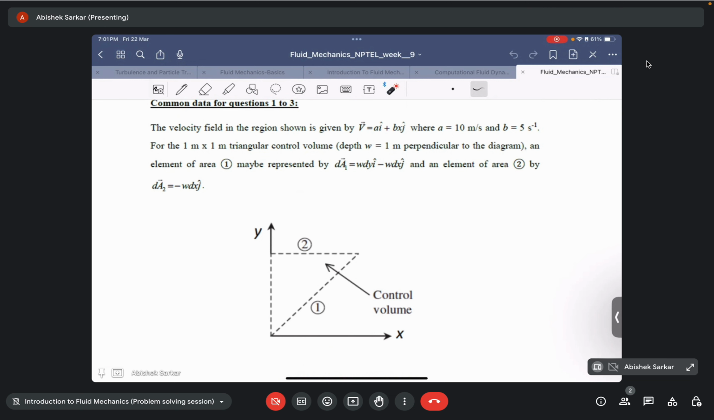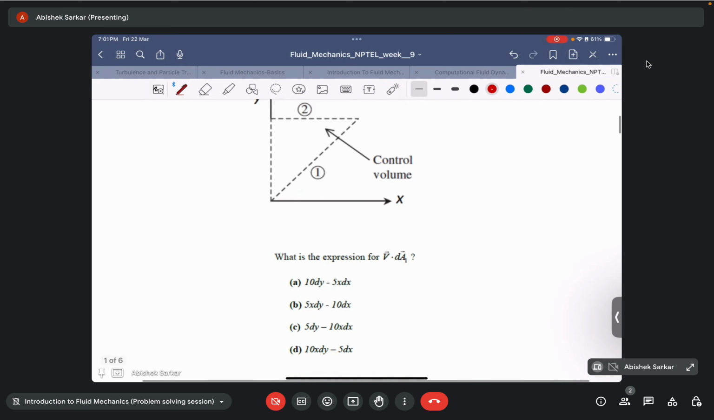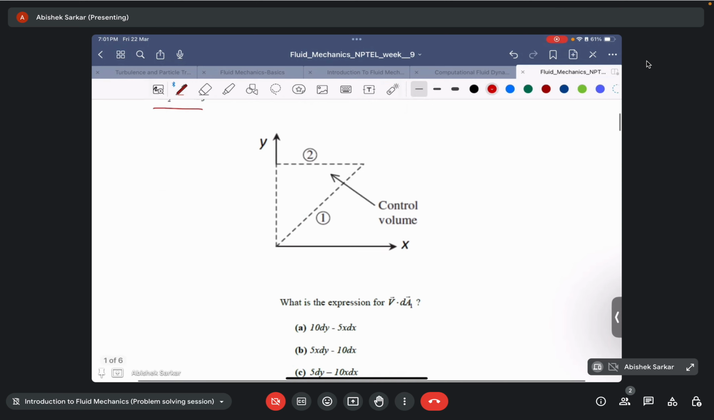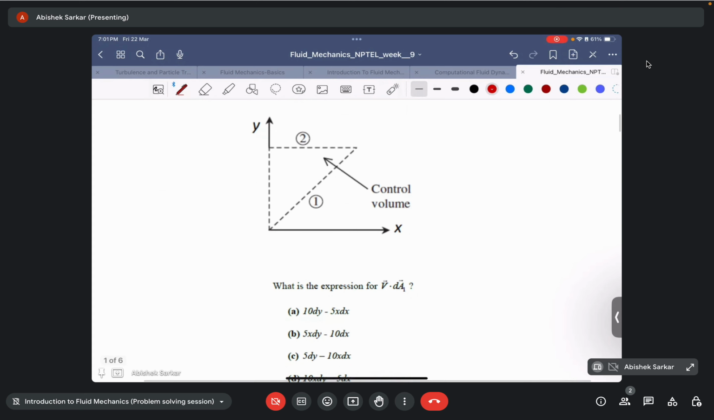Okay, so they've already given the form of the elemental areas. These are key terms here. So the first question is, what is the expression for V dot dA1? I think it's a very simple question. You just need to take the dot product of the given velocity field and the area vector.